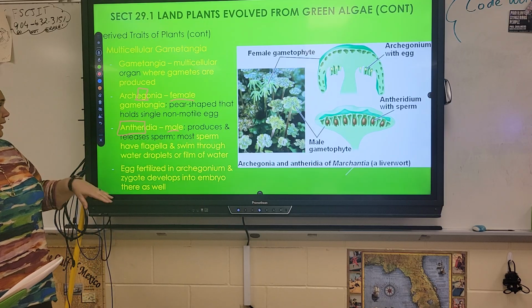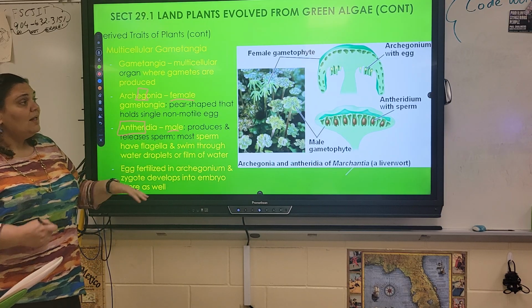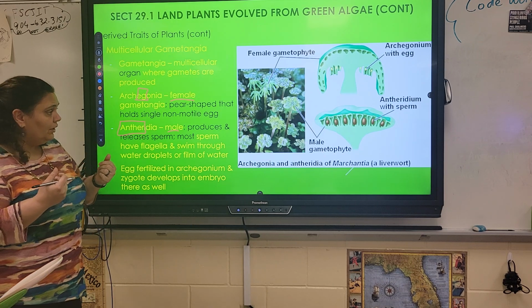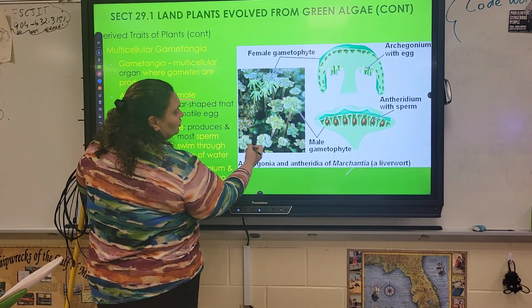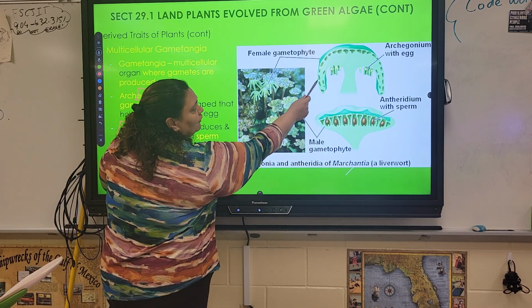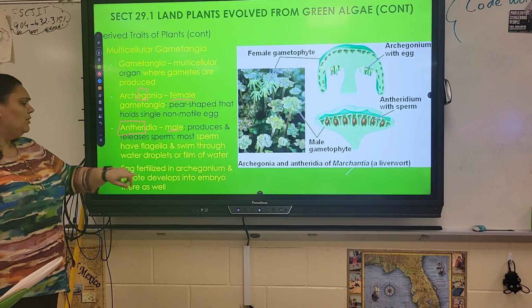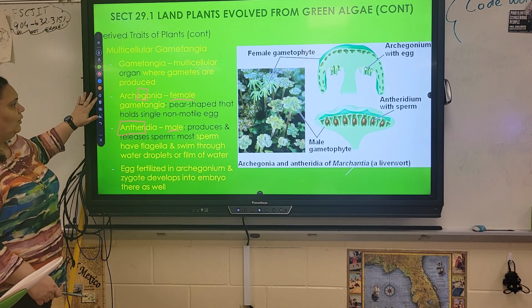All right, so the antheridia is going to have the sperm with the flagellum. That's why your mosses are going to need that dew in the morning, right? So the sperm can actually swim over and come in and fertilize the egg in the archegonia. The egg is fertilized in the archegonium and the zygote develops into the embryo there as well.